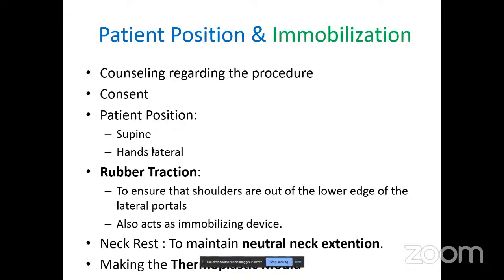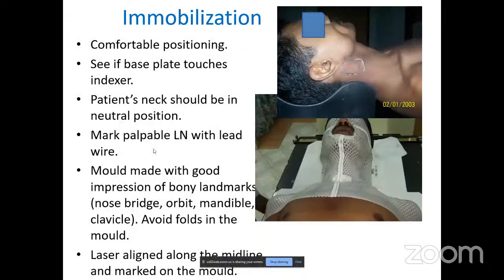For neck rest, we need to identify the proper neck rest to make the cervical spine straight, or make it a neutral neck extension. And then we make the thermoplastic mold. While making the thermoplastic mold, the patient position should be comfortable. It should be reproducible every day. While putting the base plate, you check whether the base plate is properly placed and touches the indexer or the table. The patient's neck should be in the neutral position.